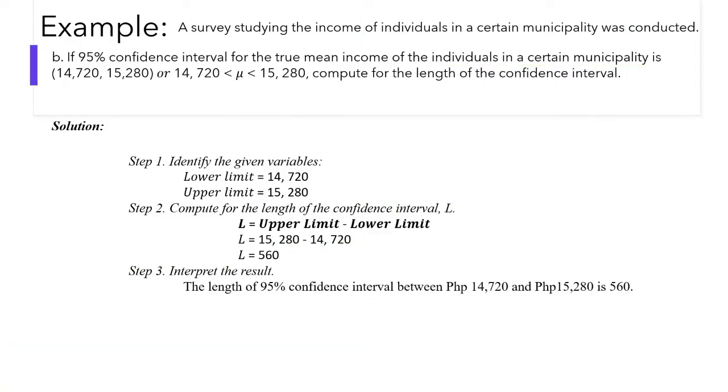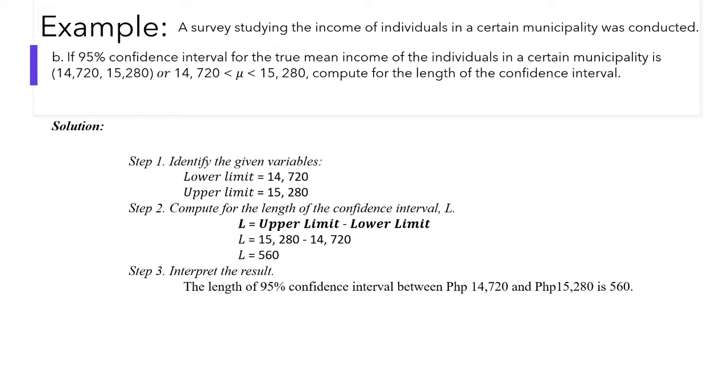Another example. A survey studying the income of individuals in a certain municipality was conducted. If the 95% confidence interval for the true mean income of the individuals in a certain municipality is 14,720 and 15,280, or 14,720 is less than mean is less than 15,280, compute for the length of the confidence interval. We have the solution. Step 1. Identify the given variables. So we have the lower limit that is 14,720 and the upper limit is 15,280.